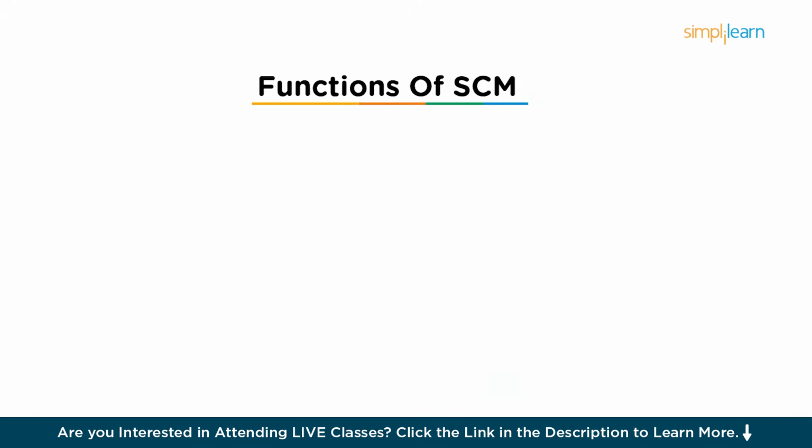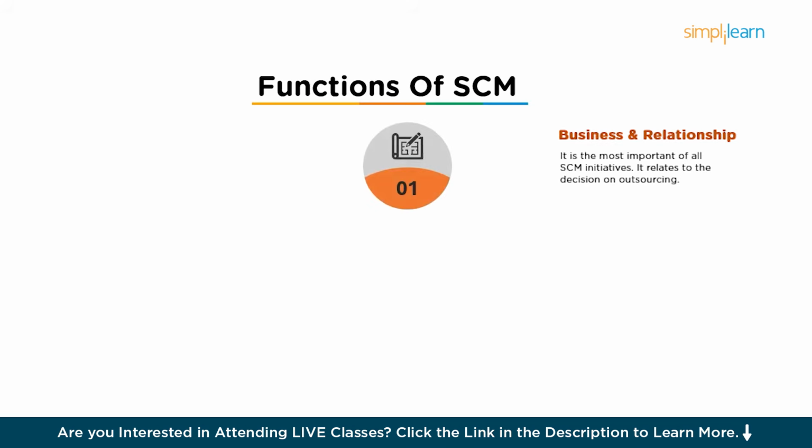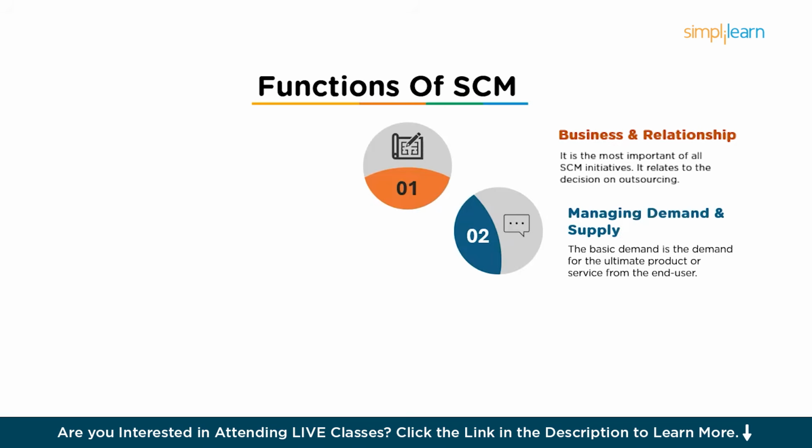So now let's jump into the functions of supply chain management. The main functions of supply chain management include, the first one, defining business boundaries and relationships. It is the most important of all the SCM initiatives. It relates to the decision on outsourcing. Then second comes managing demand and supply.